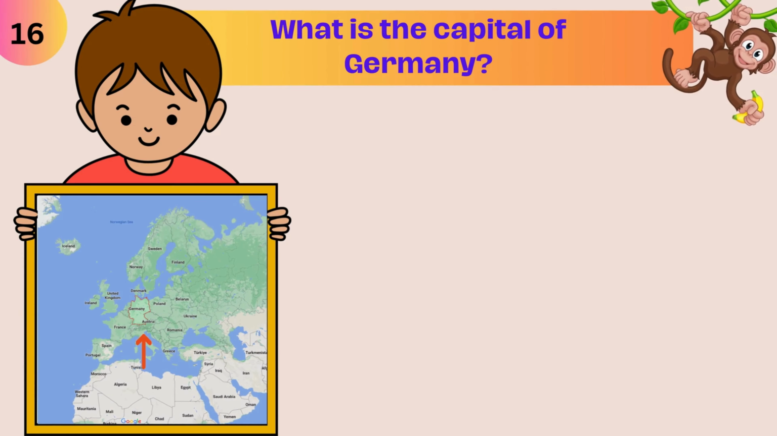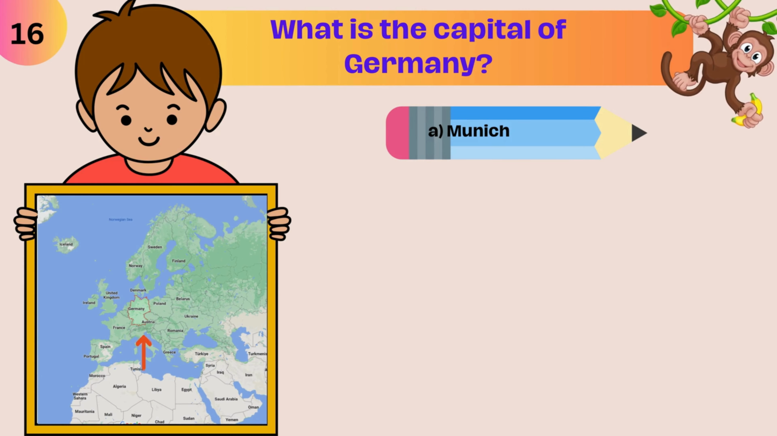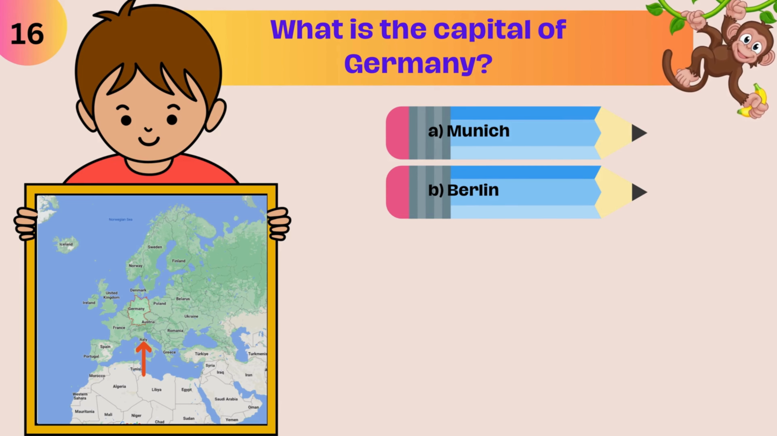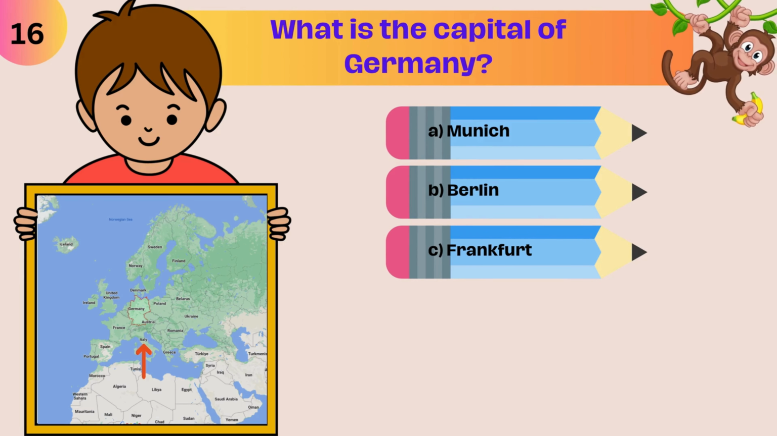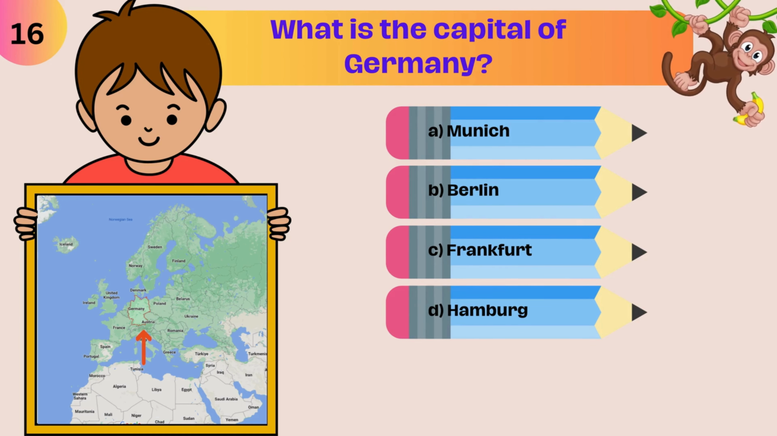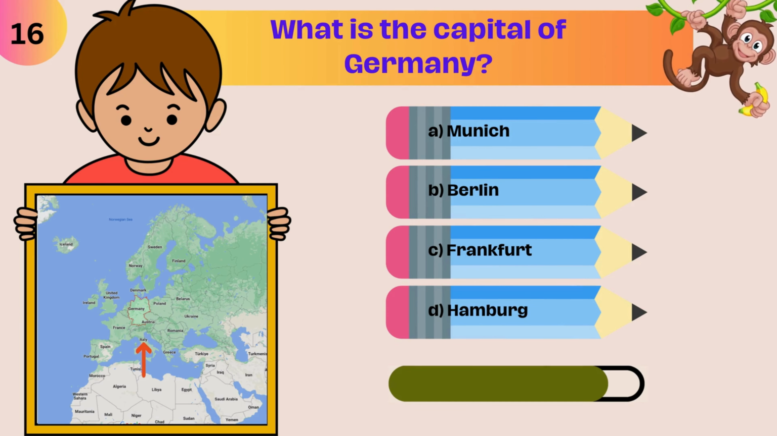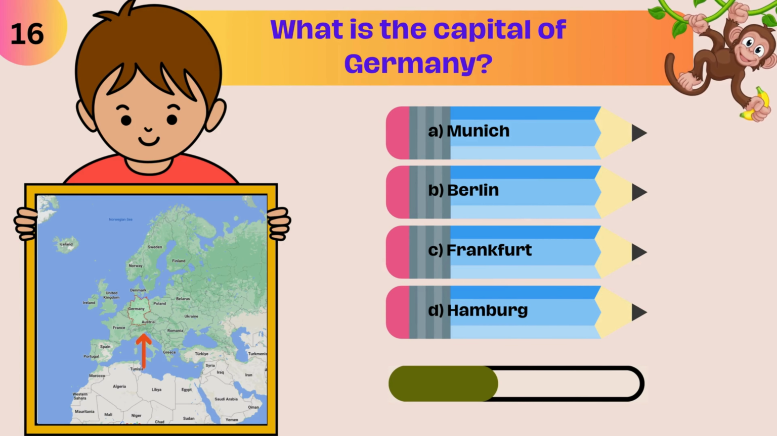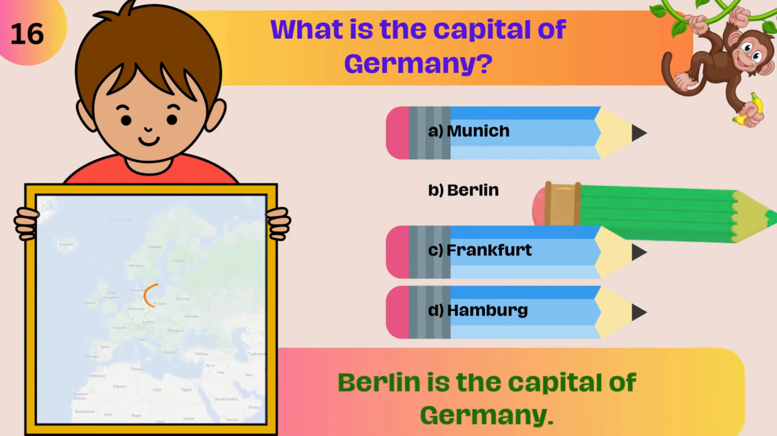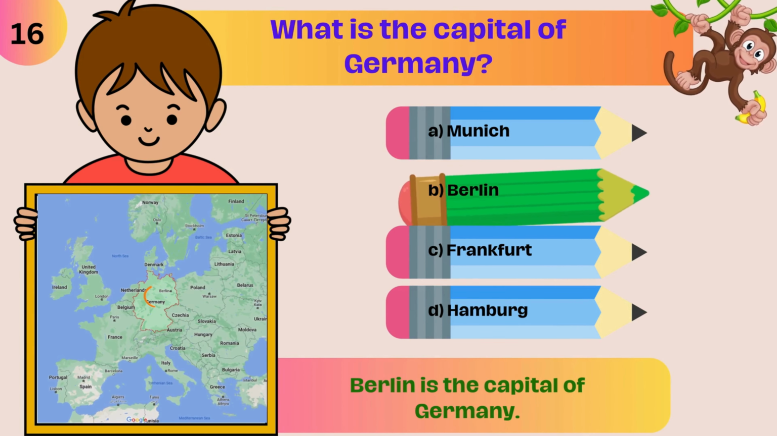What is the capital of Germany? A. Munich. B. Berlin. C. Frankfurt. D. Hamburg. The right answer is B.